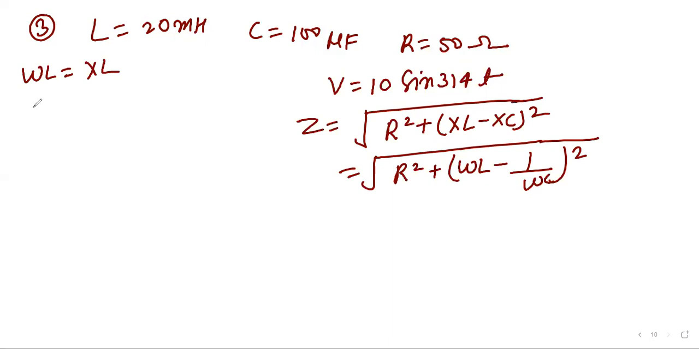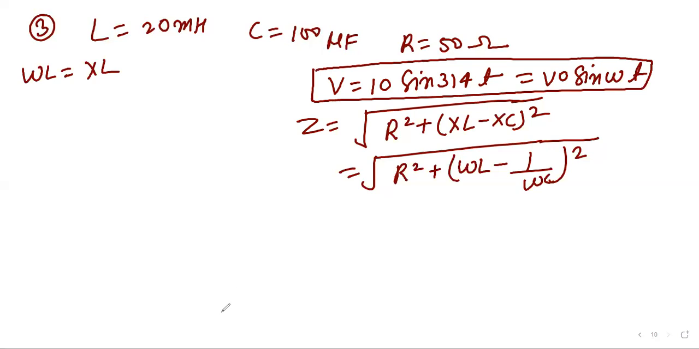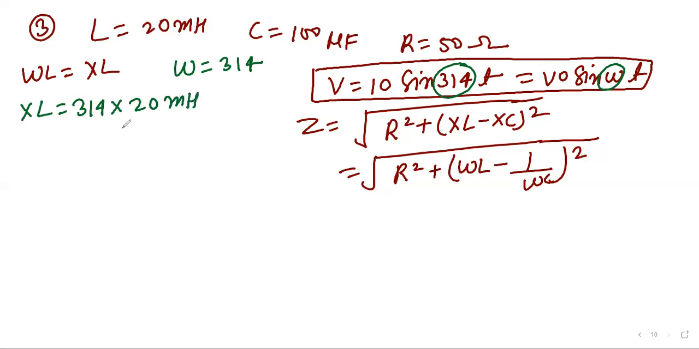So the omega value we know from this standard form, V equal to V naught sine of omega t. By comparing these two equations, you get the omega, right? So what will be the omega? Omega is 314. So put it in this formula, so you will get 314 into the L value, 20 millihenry. So it comes out to be 314 into 20 into 10 raised to minus 3 Henry. So the exact value is 6.280, that is XL.